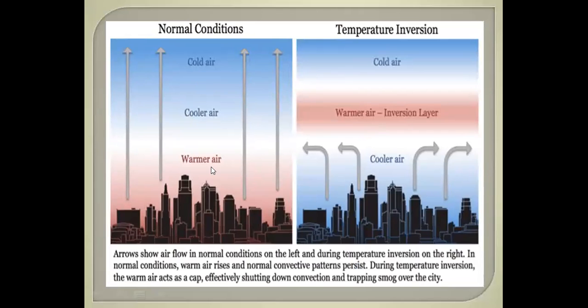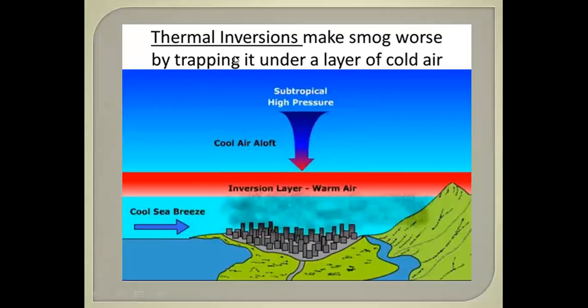In the normal condition, warmer air is replaced by cooler air, and as it moves, it is further replaced by cold air. But in the temperature inversion, the warm air acts as a cap, effectively shutting down convection and trapping smoke over the city. It is trapped between cooler air and cold air. It therefore acts as a cap, and there is formation of smoke and trapping of the gases around this warm air. And this thermal inversion makes smoke worse by trapping it under the layer of cold air.